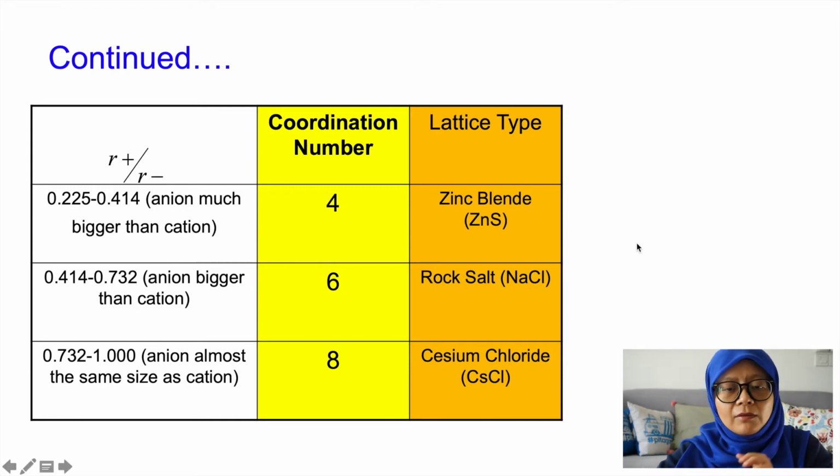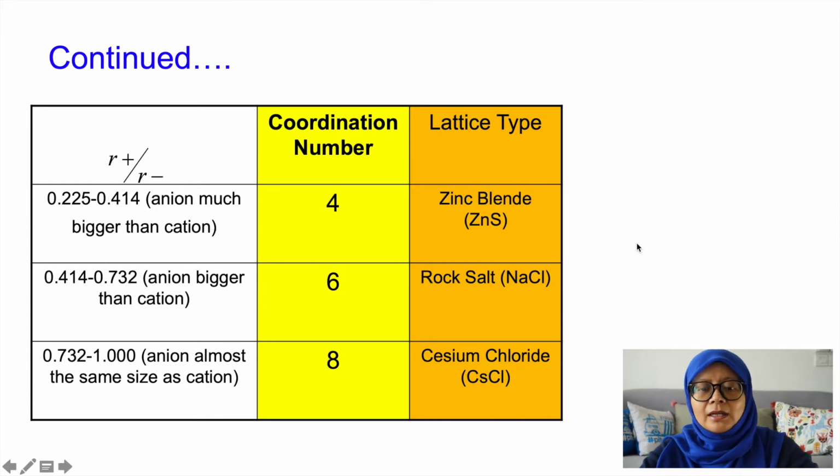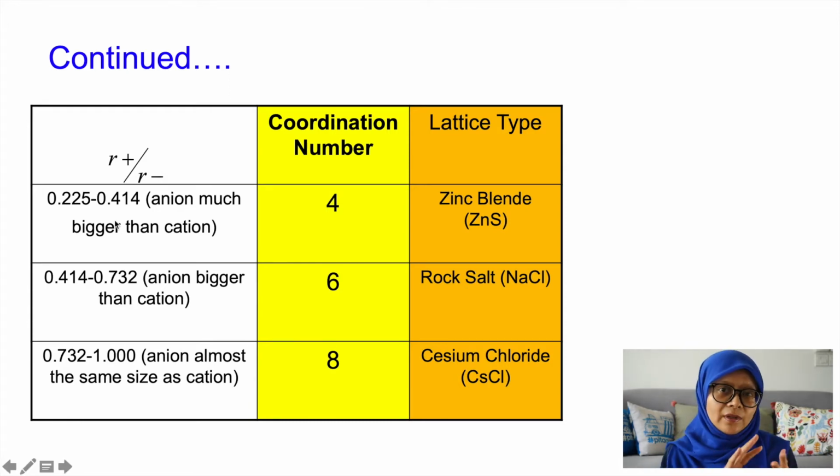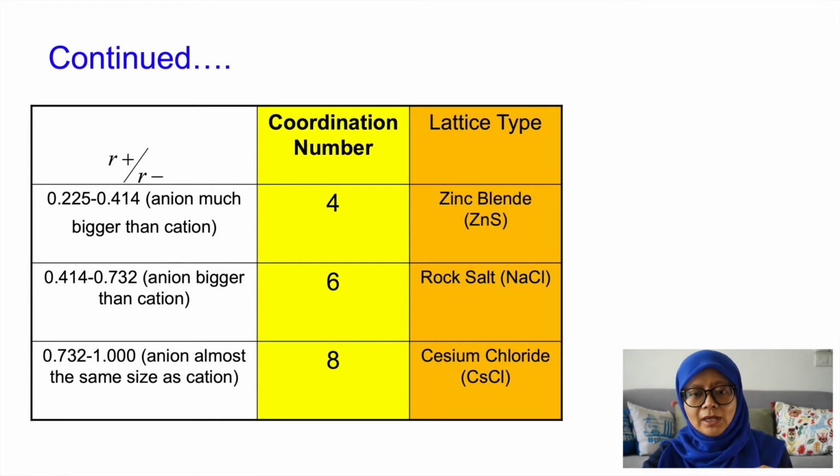And then for the second one, the rock salt or sodium chloride, it has a coordination number of 6, where the anion is also bigger than the cation. The ratio of the cation and anion is 0.414 until 0.732. This one has the lattice type of rock salt.